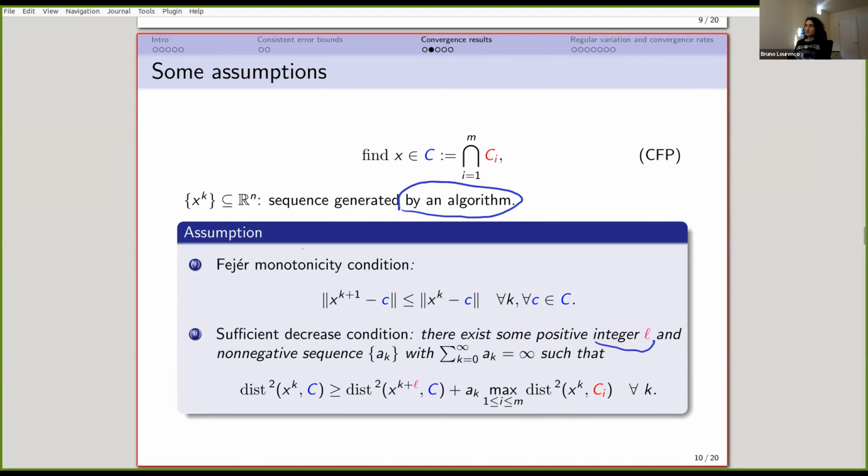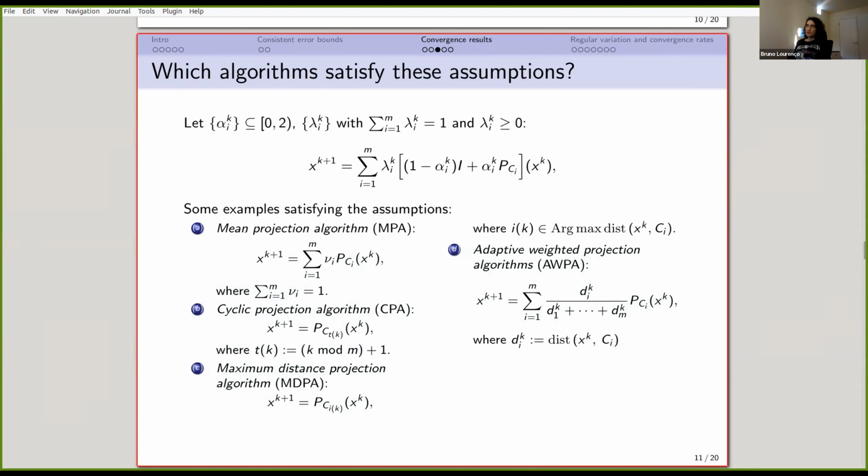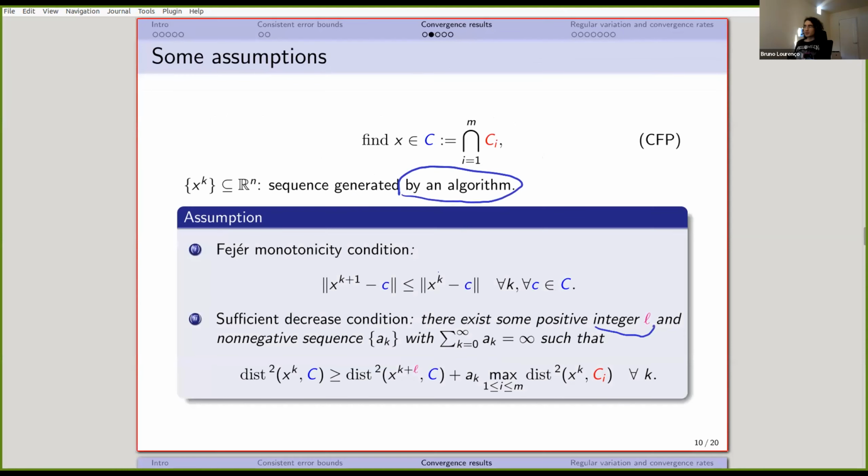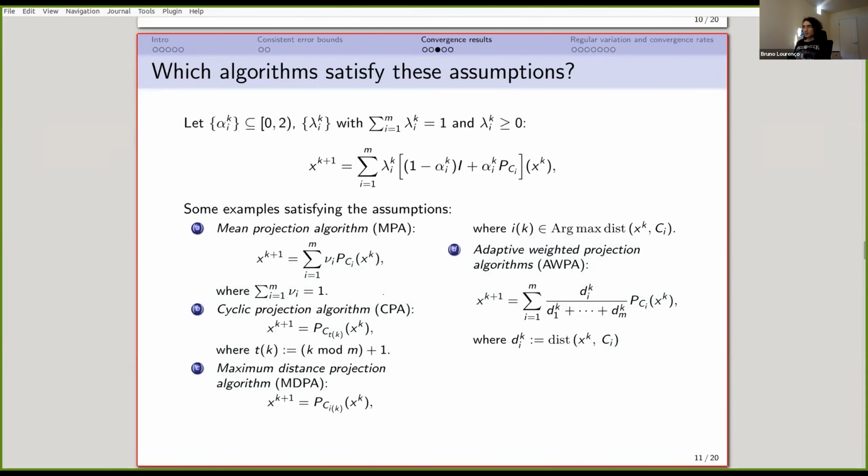Under these two conditions, there are actually quite a few algorithms you can cover. All the classic ones are covered; all the classic ones satisfy these two conditions. So mean projection, cyclic projection, maximum distance projection, adaptive versions of these, and so on.